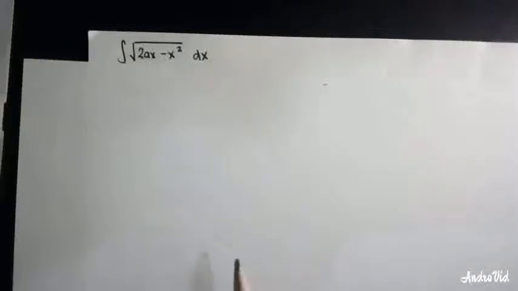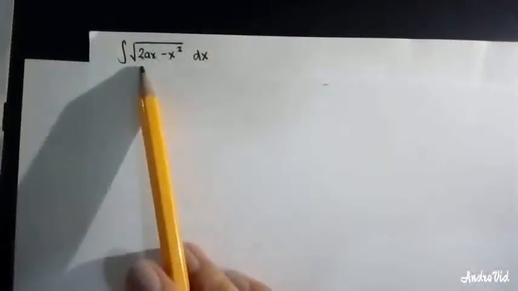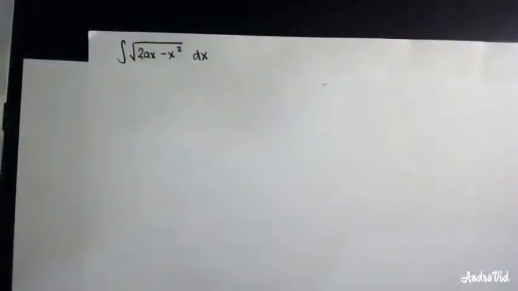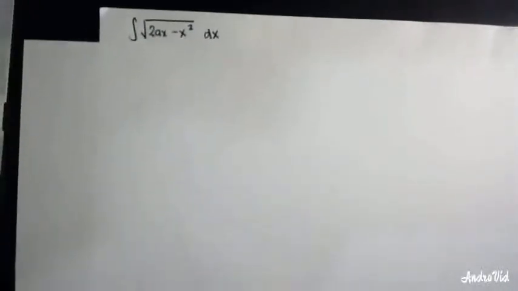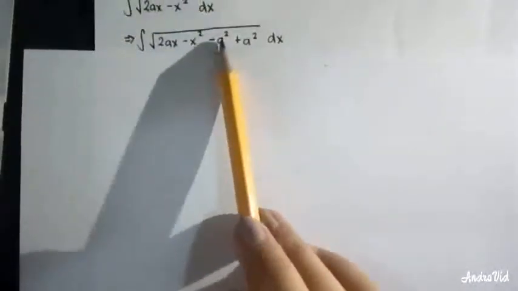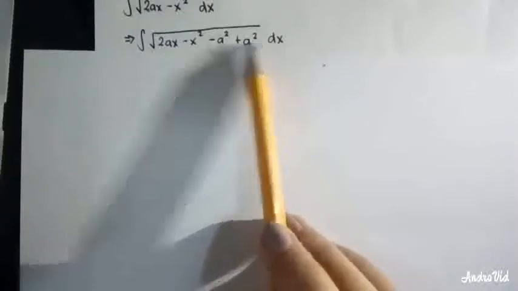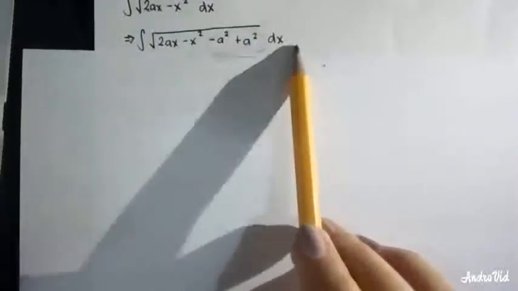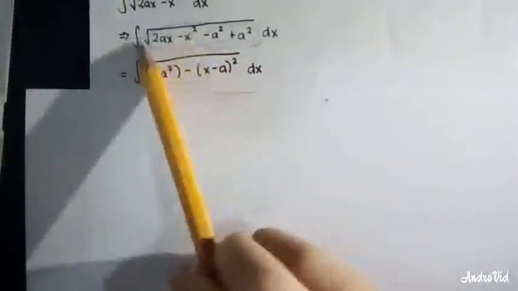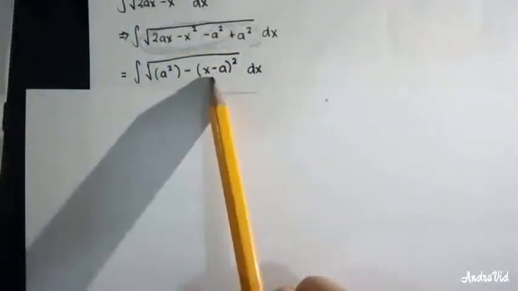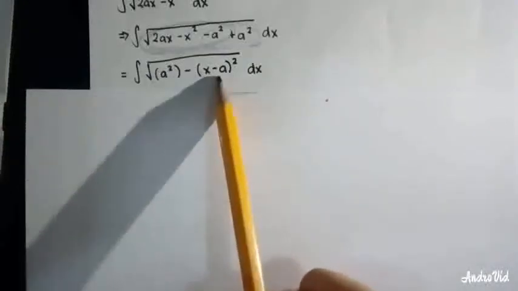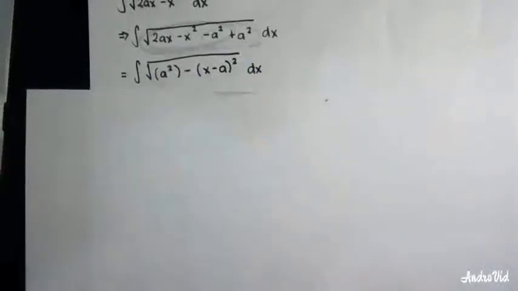I'm going to show you how to solve for the integral of the square root of 2ax minus x squared dx. First thing we're going to do is complete the square. That would be the square root of 2ax minus x squared minus a squared plus a squared. Basically we're just adding 0, dx. In here, we could factor this, so we would get (x minus a) squared. So we would have a squared minus (x minus a) squared dx.